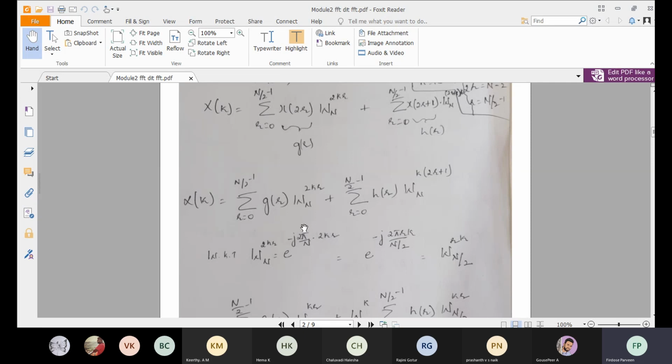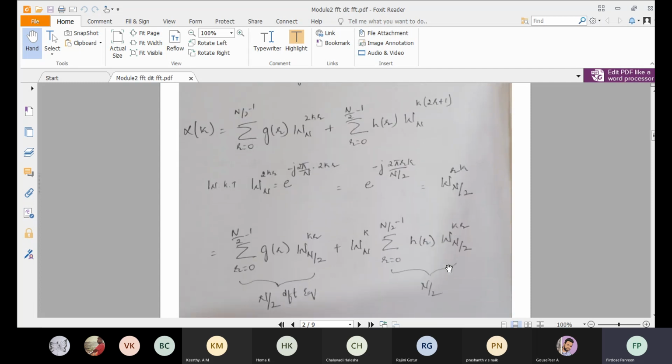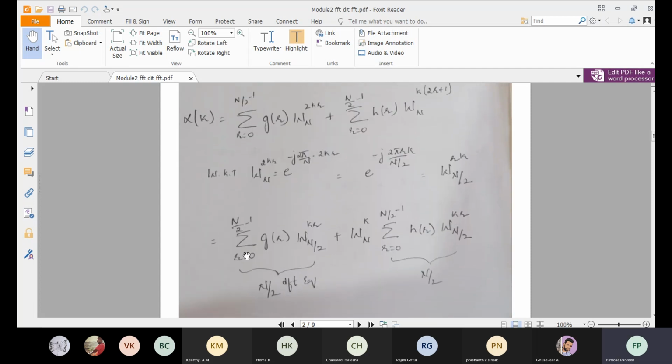Got? So see here, this is W_n. Okay. This part is W_n. So if I put n by 2, this becomes W_n by 2. Got? Okay. So next. Summation r is equal to 0 to n by 2 minus 1, g of r, W_n by 2 into kr plus, I will split this one and I'll take outside W_n to the power of k. Okay. So again what I'll be getting here, h of r, W_n by 2 into kr. Like this I'll be getting here.